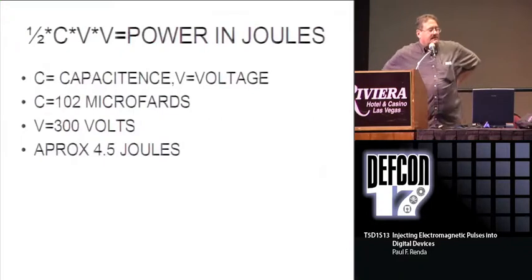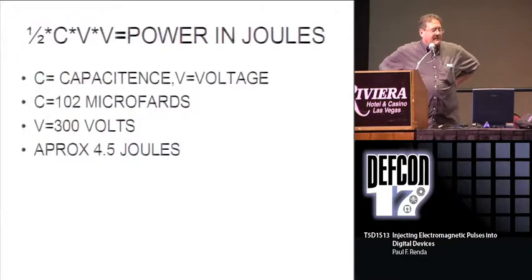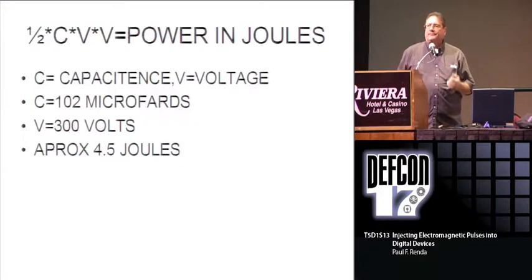Okay. Here I'm giving you the formula on the power in joules. C is the capacitance, V voltage. I measured 102 microfarads. The voltage is 300 volts. And it comes out to approximately 4.5 joules. So a little camera like this still has enough potential to explode a fuel tank in a jet.